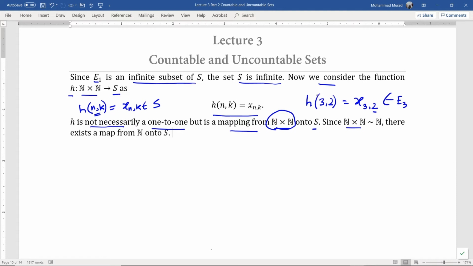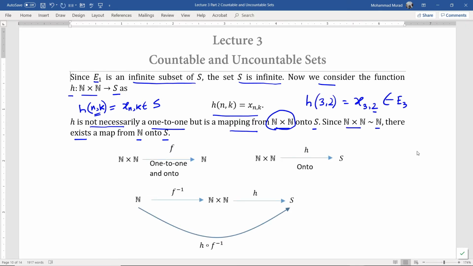Since n cross n is equivalent to the set n, there exists a map from n onto S, as shown in the following figure. Since n cross n is equivalent to n, there exists a map F which is one-to-one and onto. And we defined a map H from n cross n onto S. Then we can construct this diagram.